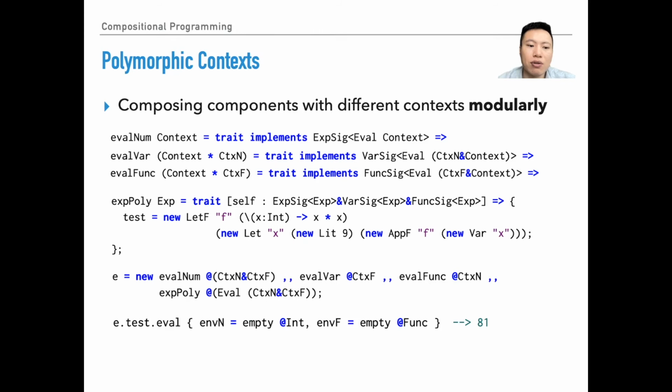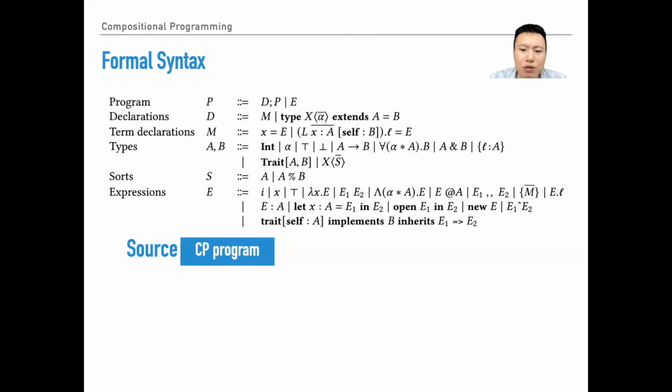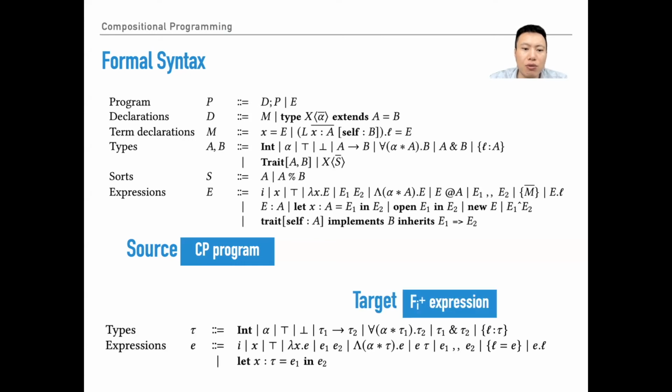We can now call evaluation on the test object by supplying an initial value for the two contexts. The result is 81. This slide shows the formal syntax of CP. A CP program consists of a sequence of declarations and ends with an expression. The semantics of CP is given by elaboration to Fi+, which is essentially a subset of the CP language.